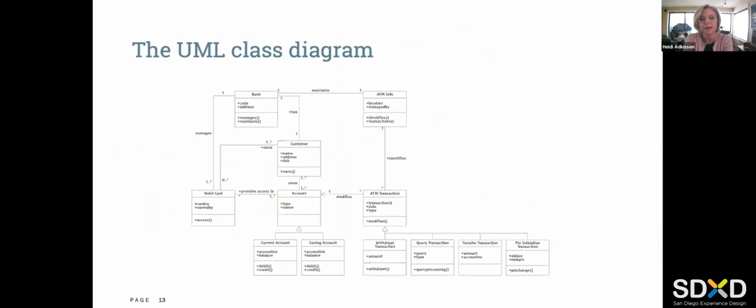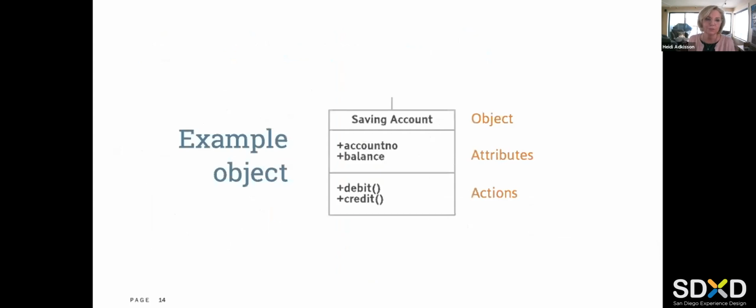Here you can see a UML class diagram in more detail. This is a classic example of an ATM. Each of the boxes represents a system object, and the lines represent relationships between those objects. Here we're zooming in on an individual object, a savings account object. In the bottom pane, you have the actions that can be taken against that object, so an account that can be debited or credited. And then you have the attributes, which here would be the account number and the account balance.